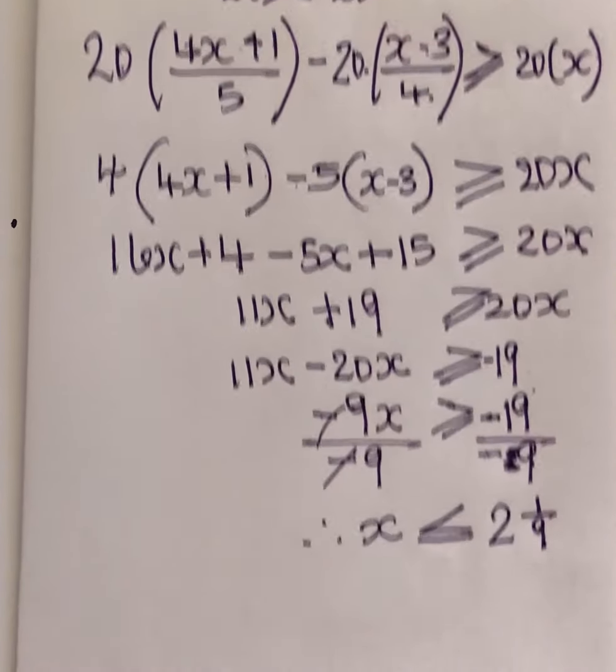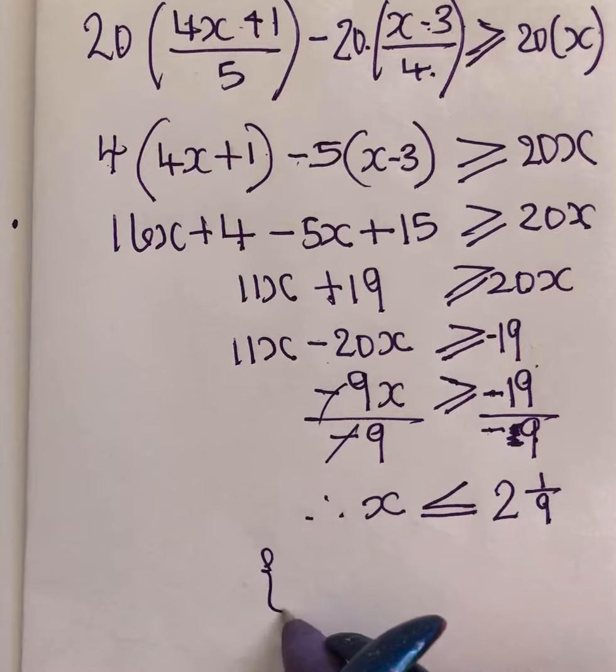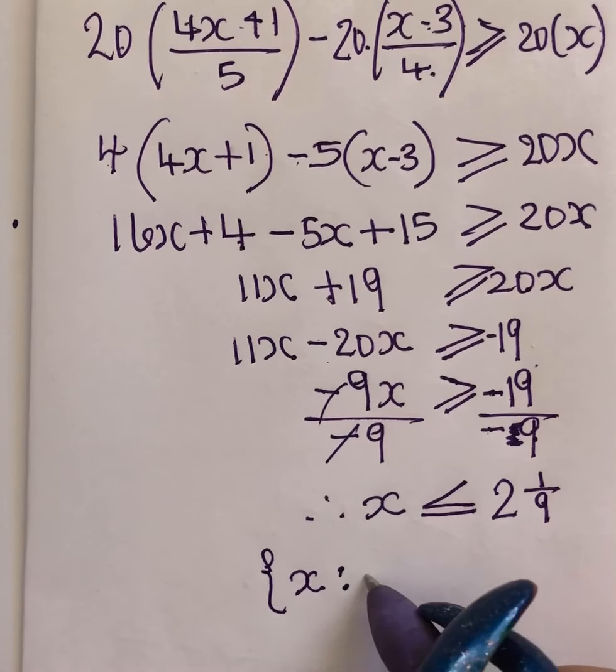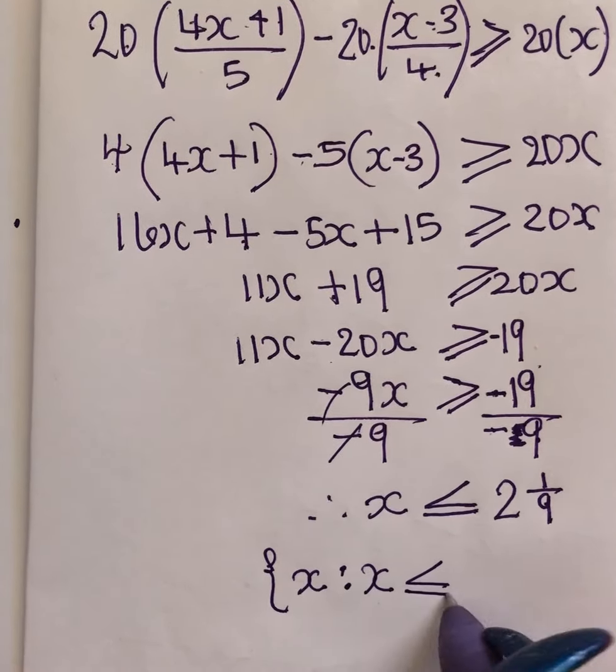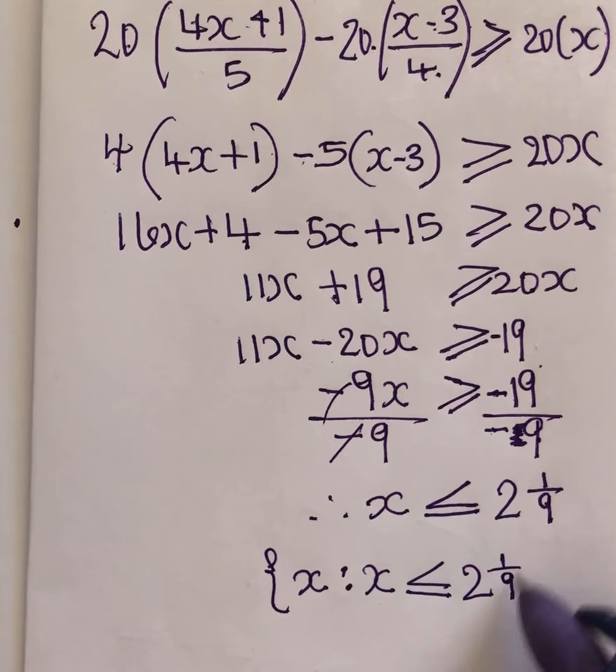So I can therefore write my solution: x such that x is less than or equal to 2 1/9.